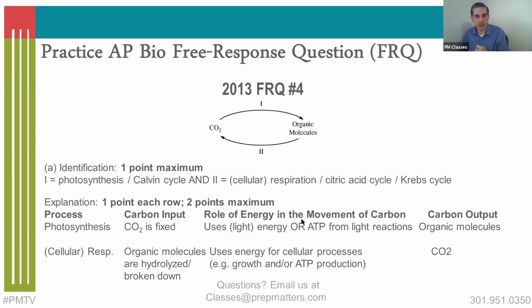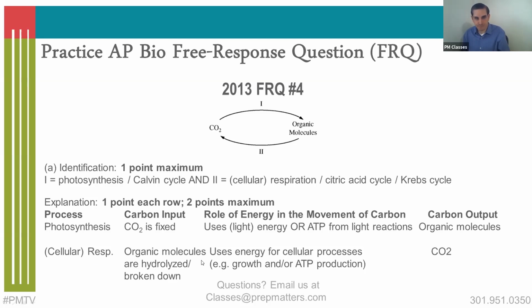And then the role of energy in the movement of carbon. So we're using that light energy or ATP produced from the light reactions. I mentioned photosystem 1 and 2. That's what's going on there in order to get us to have the ability to run through the Calvin cycle. And then what do you get? Organic molecules, glucose.